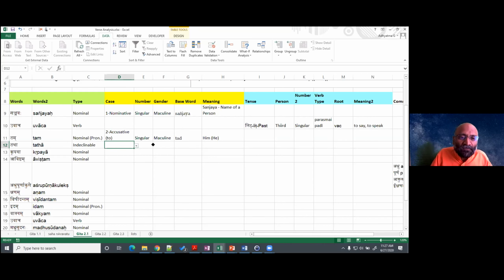Tatha is an indeclinable. For an indeclinable, you don't need any of these yellow or blue details. An indeclinable is a word which always remains the same irrespective of number, gender or case; it remains the same form. So all we have to see is the meaning. Tatha means thus.